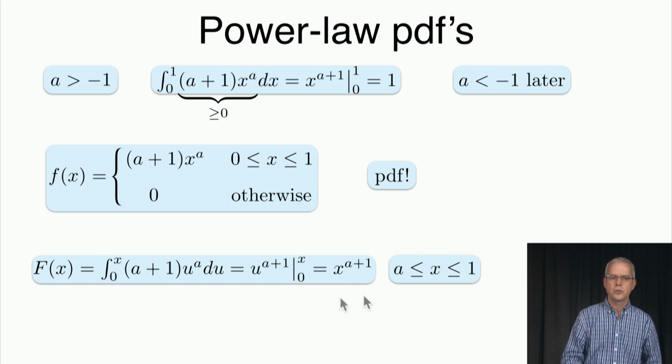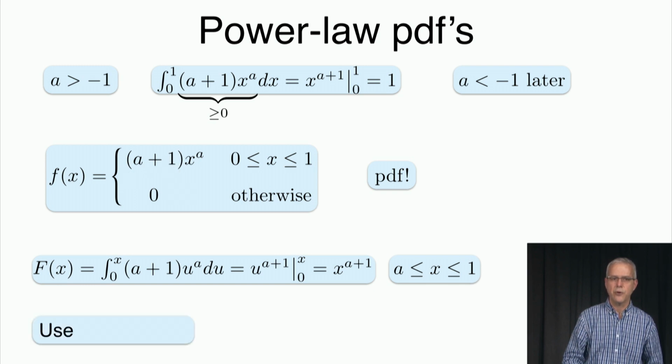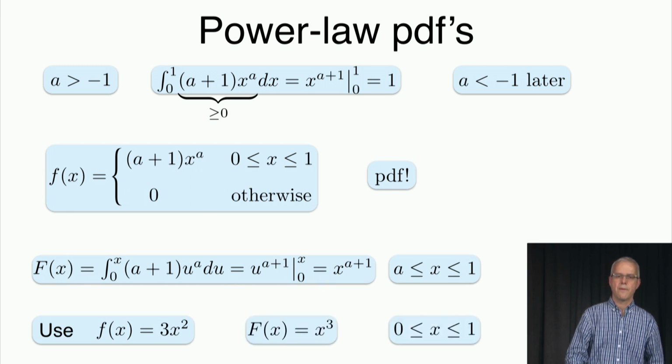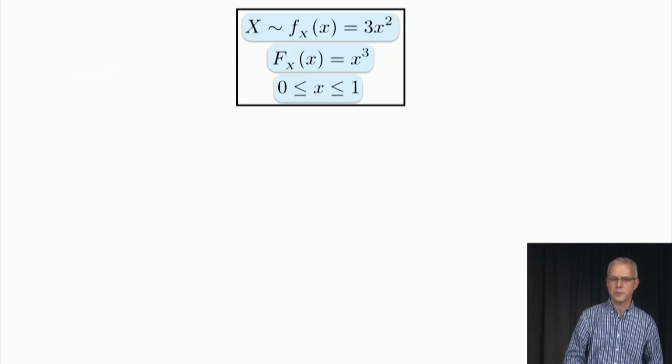So I was saying we're going to look at a equal to 2. So f of x is going to be 3x squared, and capital F of x is going to be just x cubed, where x is between 0 and 1. Above 1, it's 1, and below 0, it's 0. So let's just repeat what we're using. This f_X is 3x squared, and the CDF is x cubed, for x between 0 and 1. That's what's written here.